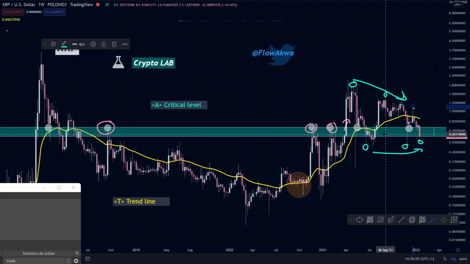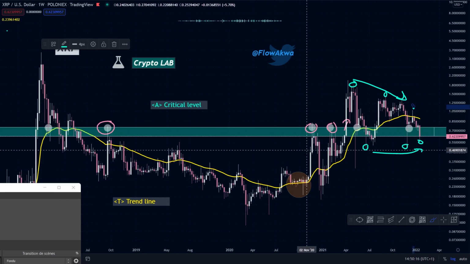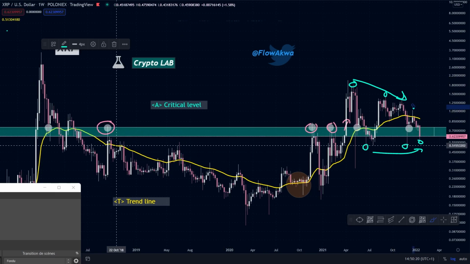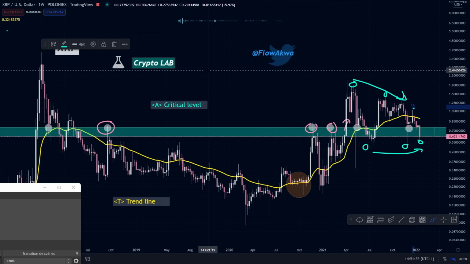If we do go below this blue area, this critical level, it will cancel all the work that we made here, okay? We will go back to this scenario, when the critical level was a very strong resistance that we couldn't break. And now at home, I want you to use this indicator.